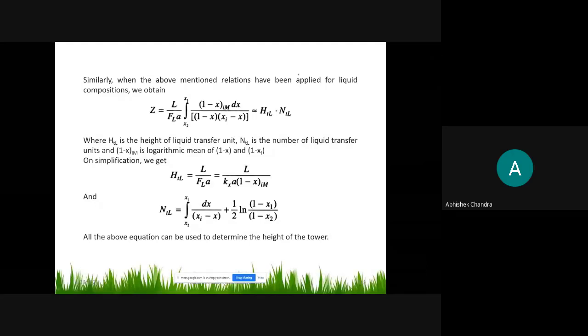Similarly, when the above mentioned relationships are written for the liquid composition case, you will get the same expression. In place of G this is L, and here the mass transfer coefficient is kL in place of kG. Everything is the same, 1 minus x im, 1 minus x. Here, in the previous case this was y minus yi, and here it is xi minus x.